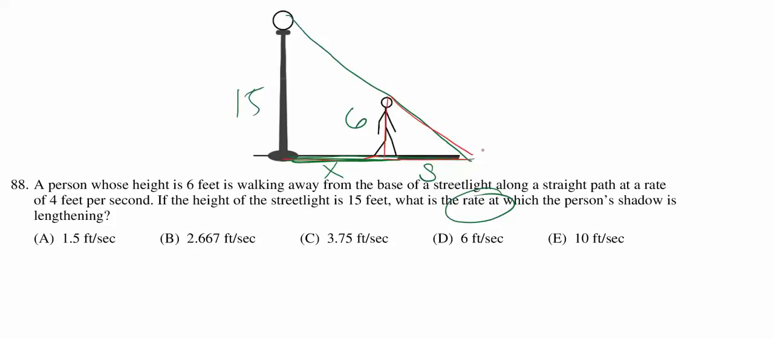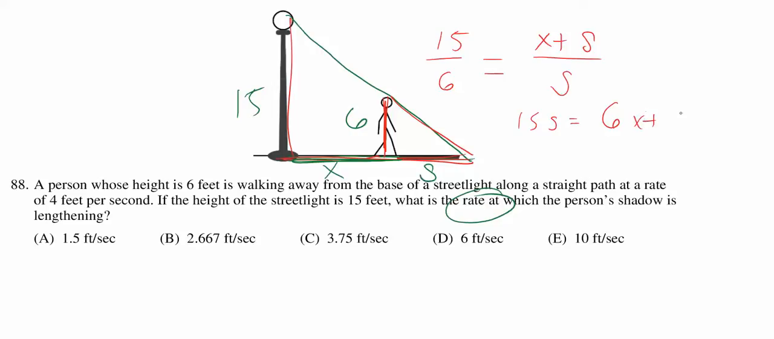Then we've created some similar triangles. And similar triangles have similar ratios. This side to this side would be 15 to 6 equals the big side, x plus s, to s. Now we've created a relationship that we can put in some of our values. Let's cross multiply and simplify a little bit: 15s equals 6x plus 6s. Subtract the 6s over.